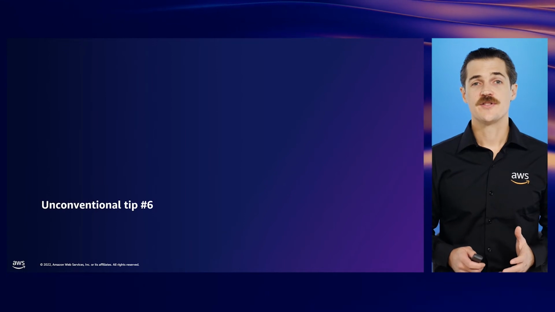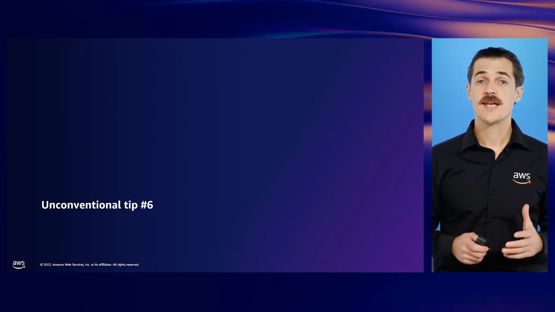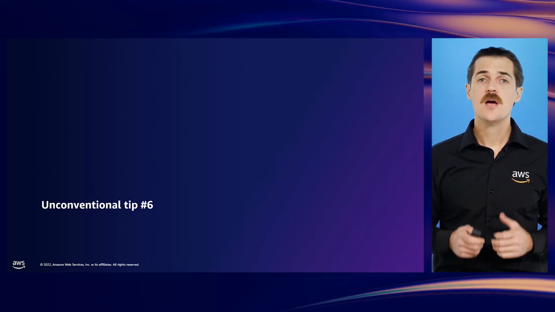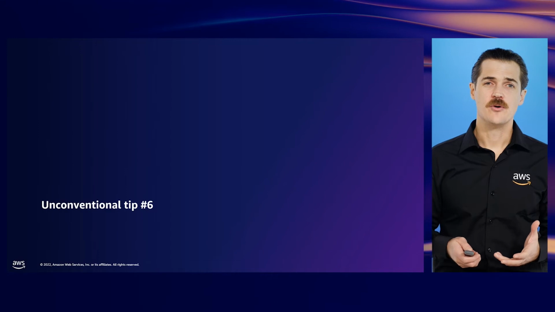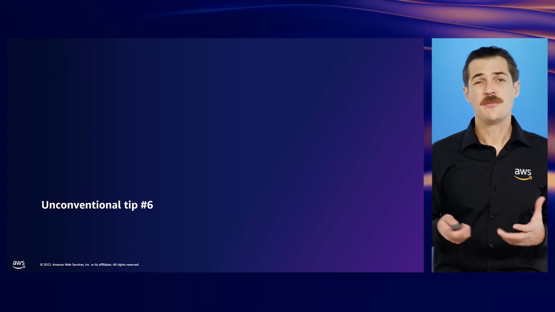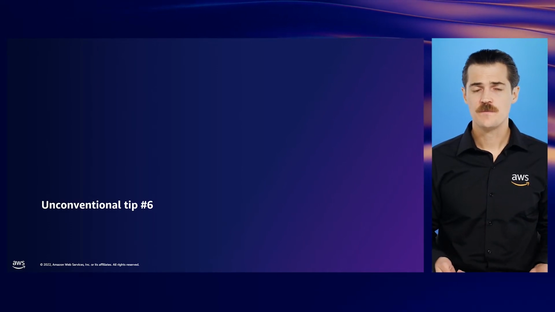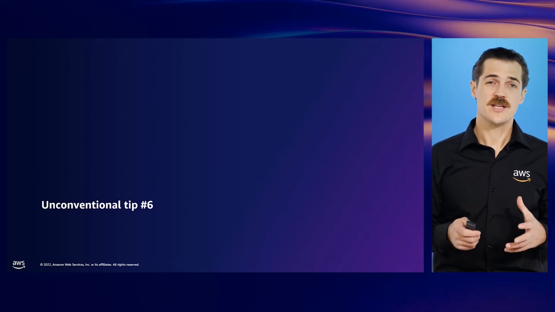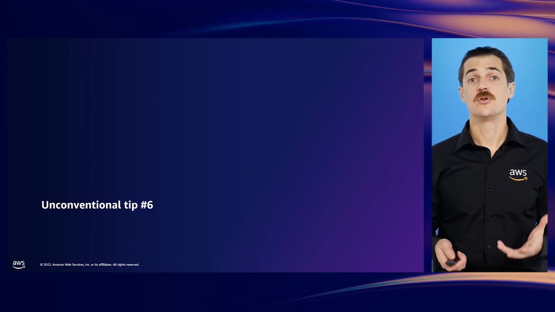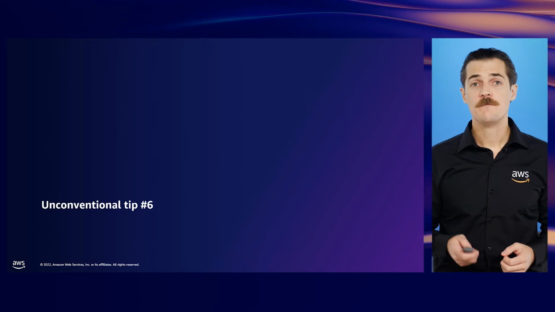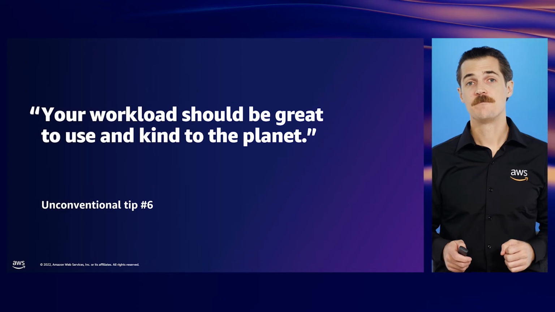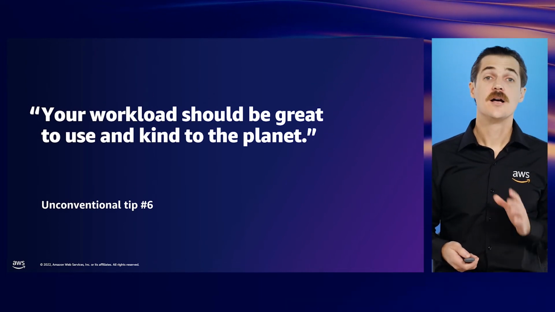The last unconventional tip we're going to cover for the design phase relates to a very important topic in technology: sustainability. As architects, an application's performance is one of our primary concerns. If our users have a poor experience, they'll be less likely to be a repeat customer. But if architects don't approach their designs with sustainability in mind, this could result in a poor experience for all of us. Remember, your workload should be great to use and kind to the planet. But how do you actually do this? Let's take a look.